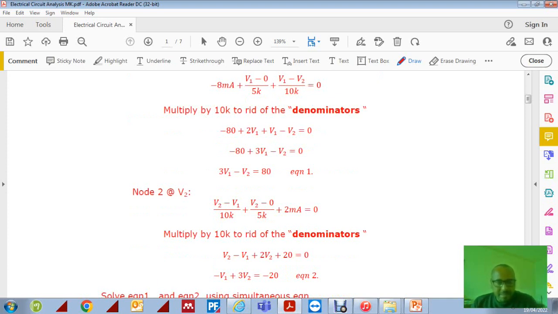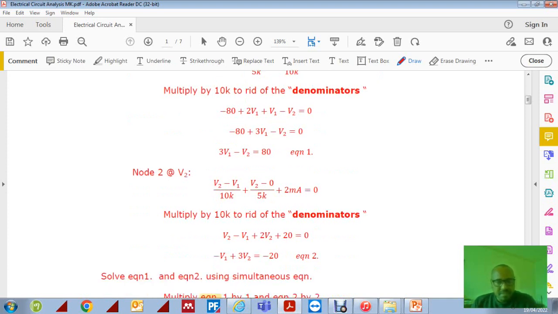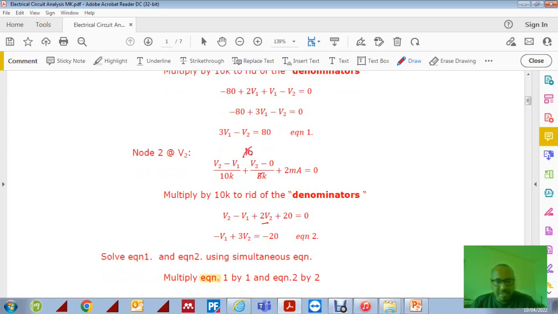So we have to multiply by 10 again to get rid of the denominator. So we'll have V2 minus V1 plus 2V2, because if we put 10 here, 10 divided by 5 will be 2, and 2 times V2 is 2V2, minus 0, plus 10 times 2 is 20, which is equal to 0. If we rearrange this again, minus V1 plus V2 plus 2V2 is 3V2. And then if we bring this to the other side, it will be minus 20. So we have equation 1 and then equation 2.